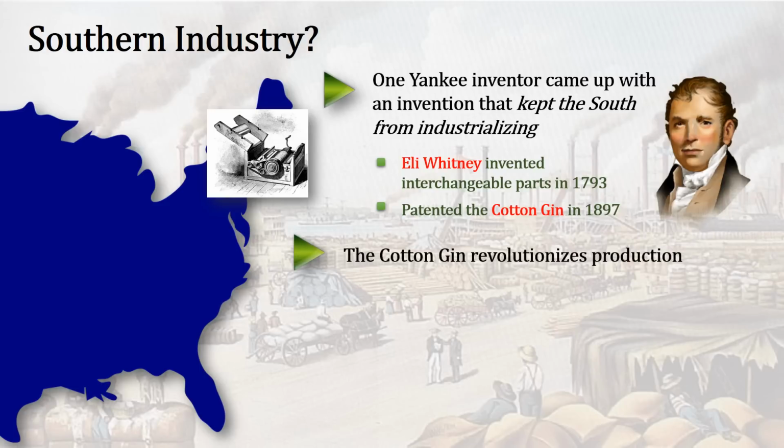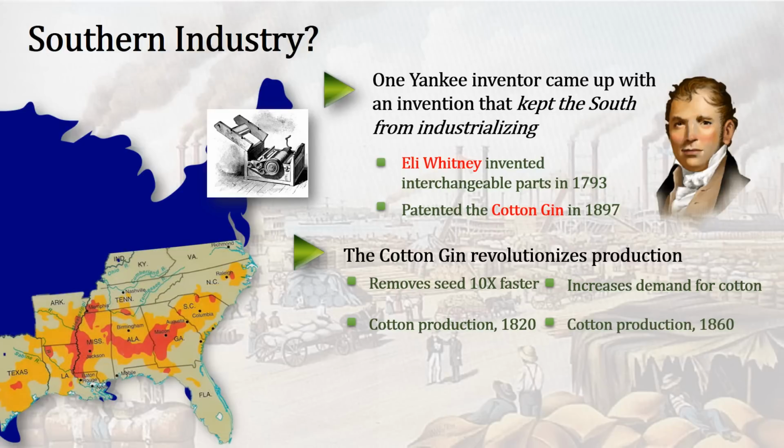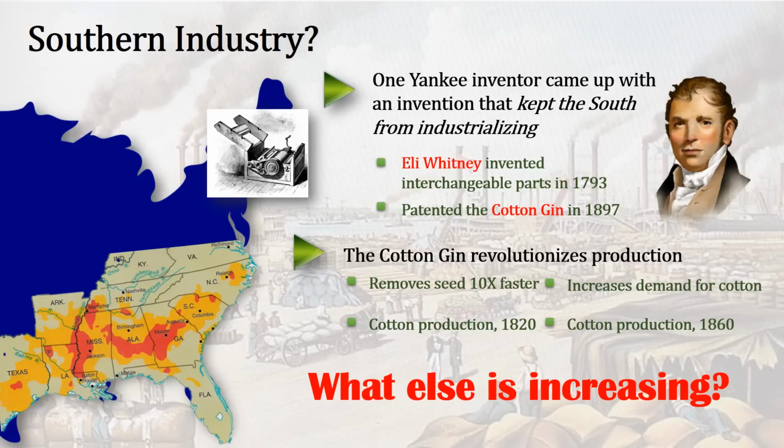The cotton gin revolutionizes production. It removes the cotton seeds from the plant 10 times faster than a person could do by hand. And this, in turn, increases the demand for cotton. And so here you have, by my map, cotton production in 1820. Then comes the cotton gin, making its cultivation, its de-seeding much easier, and so you see cotton production jumps in 1860. What else is increasing as cotton production is increasing?